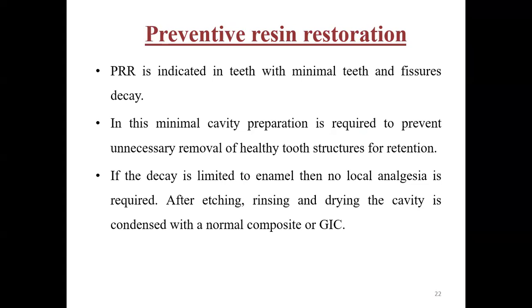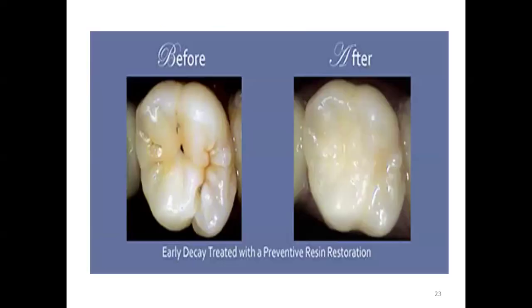So preventive resin restoration is indicated in teeth with minimal pits and fissures decay. In this, minimal cavity preparation is required to prevent the unnecessary removal of healthy tooth structures for retention. If the decay is limited to enamel, then no local analgesia is required. After etching, rinsing, and drying the cavity, it is condensed with normal composite or GIC.